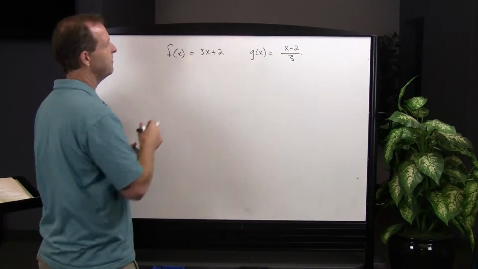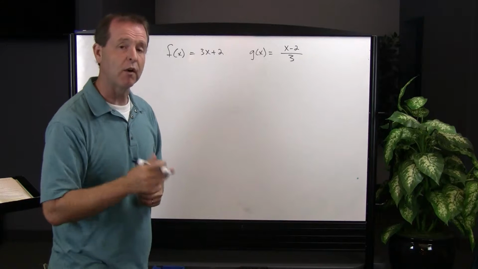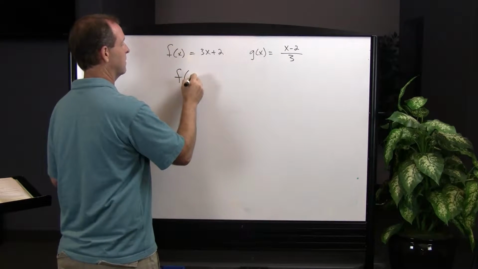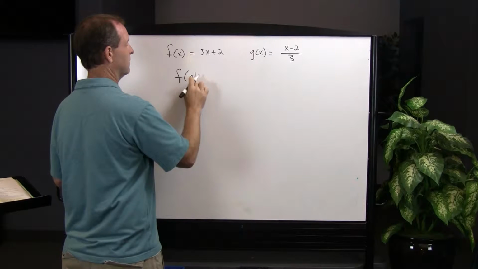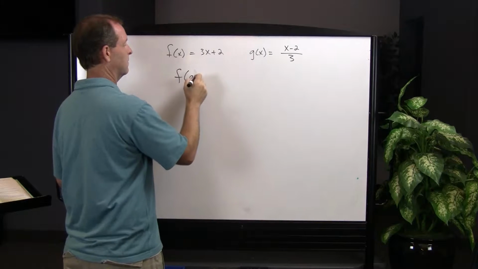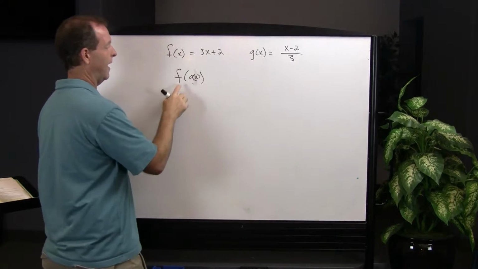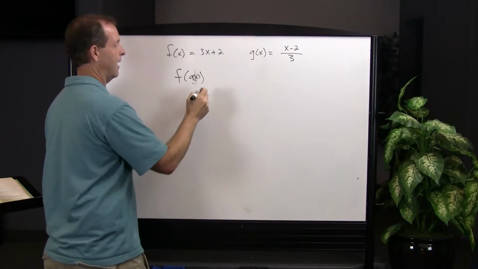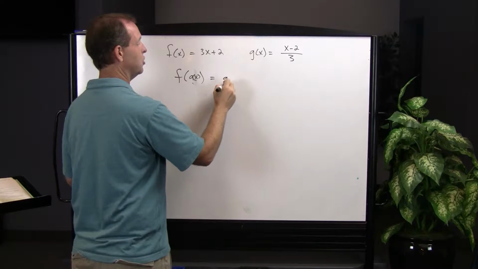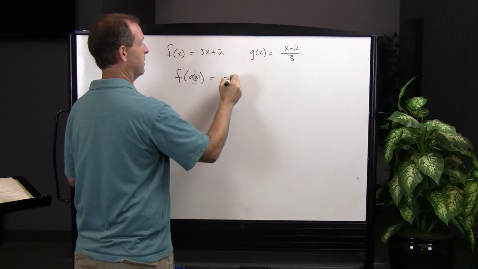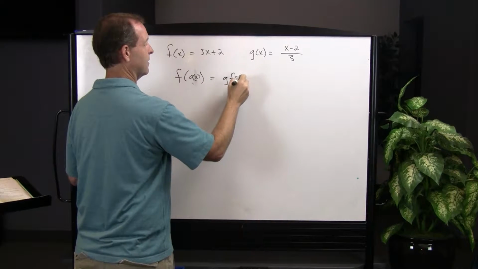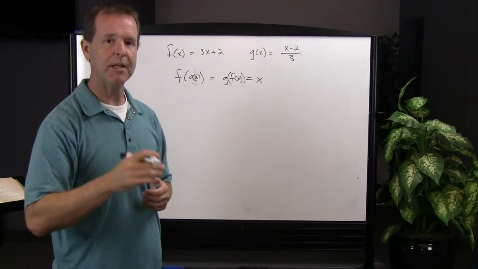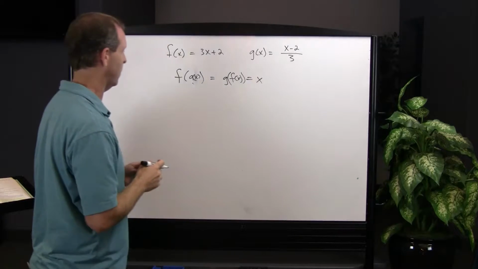So to determine if these two functions are inverses of each other, I need to evaluate f of g of x, and likewise to see if that equals g of f of x, which all equals x. So let me use this by example to kind of get a sense of what's going on here.